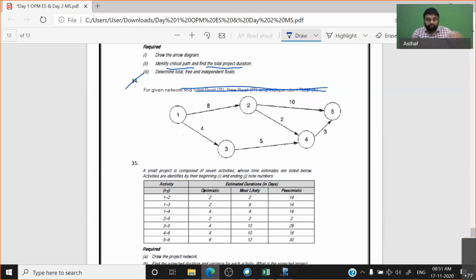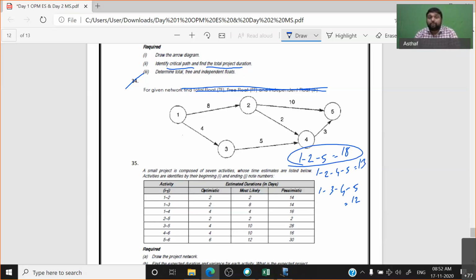Who will help me? There will be different routes. 1 to 2, 2 to 5, which will be 8 plus 10, we will have 18. 1 to 2, 2 to 4, 4 to 5: 8 plus 10, 10 plus 13. 1 to 3, 3 to 4, 4 to 5: 4 plus 5, we will have 9. 9 plus 3, we will have 12. Already some of the friends scored the answer. 1 to 2, 2 to 5, 18 days. That is the critical path.